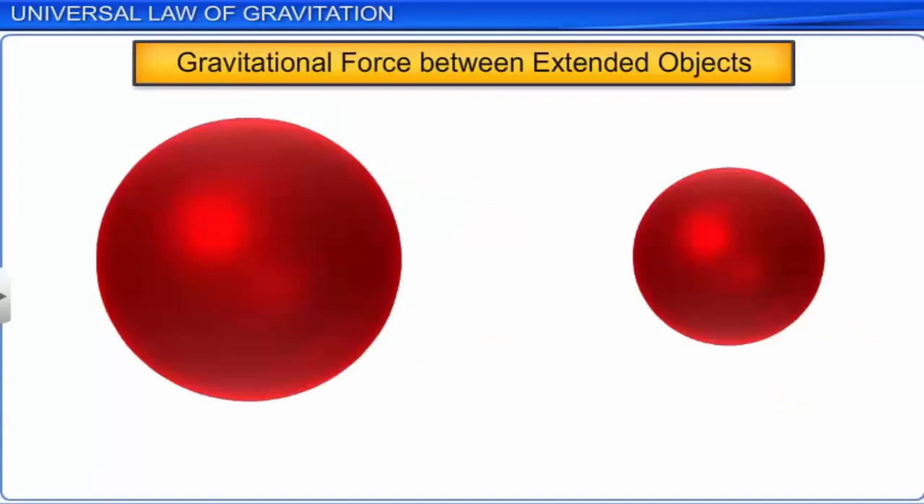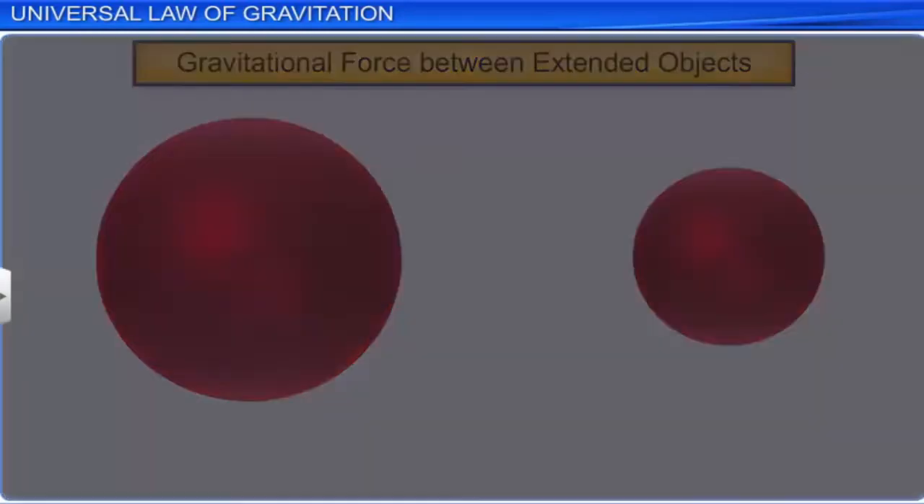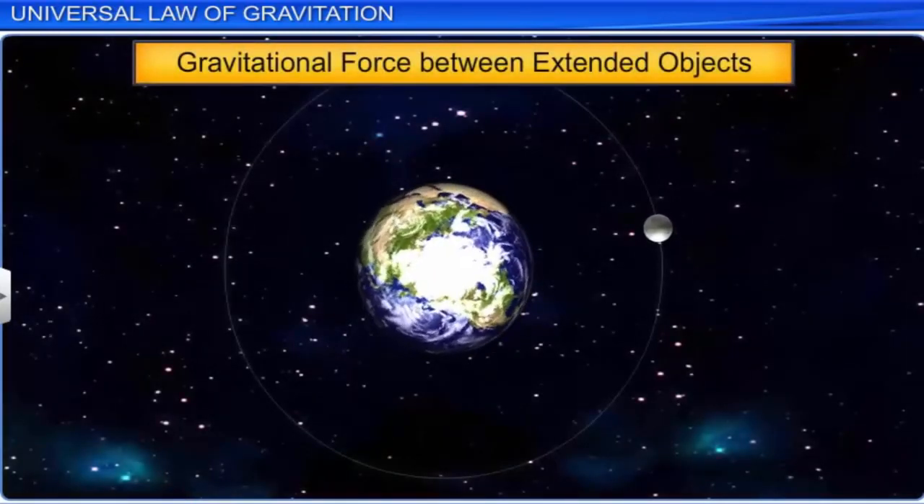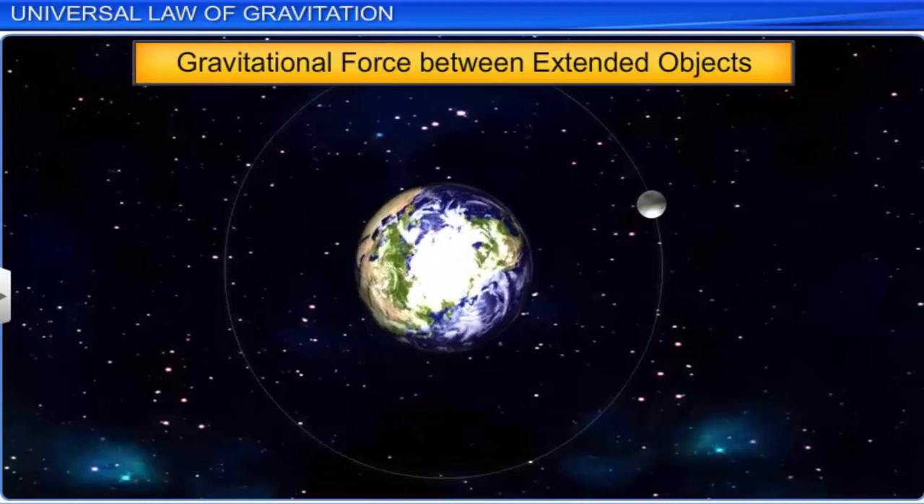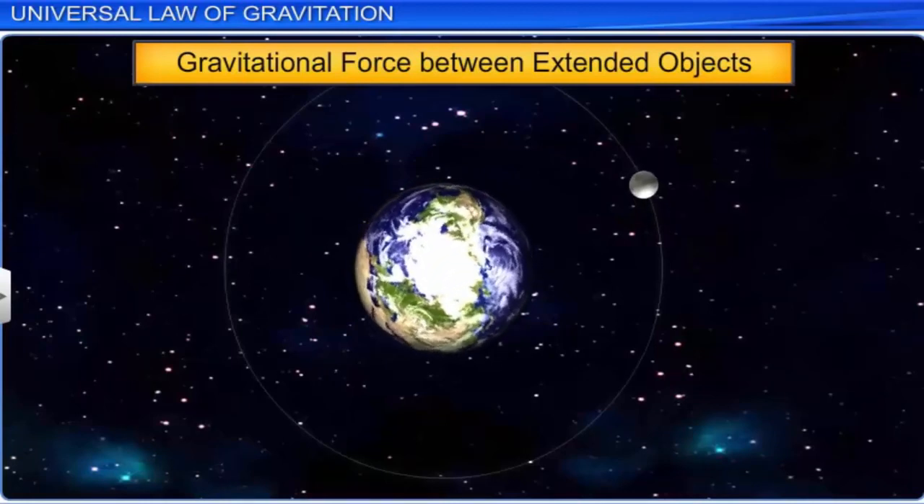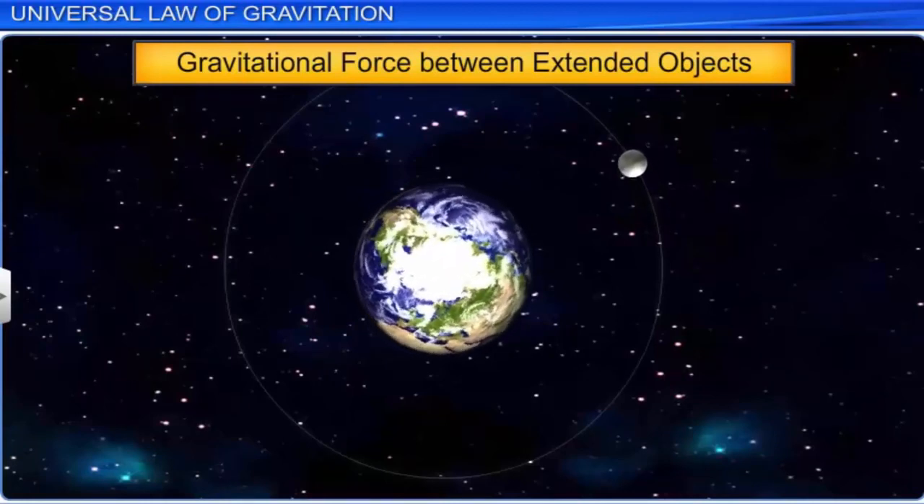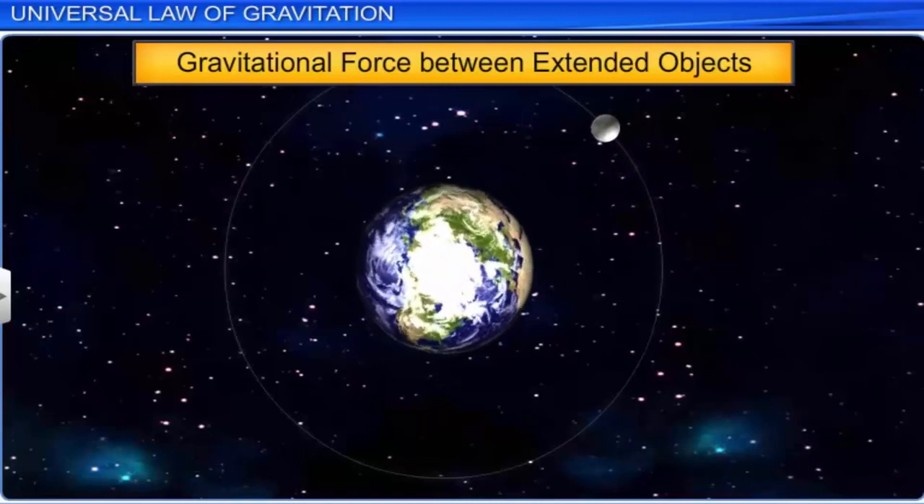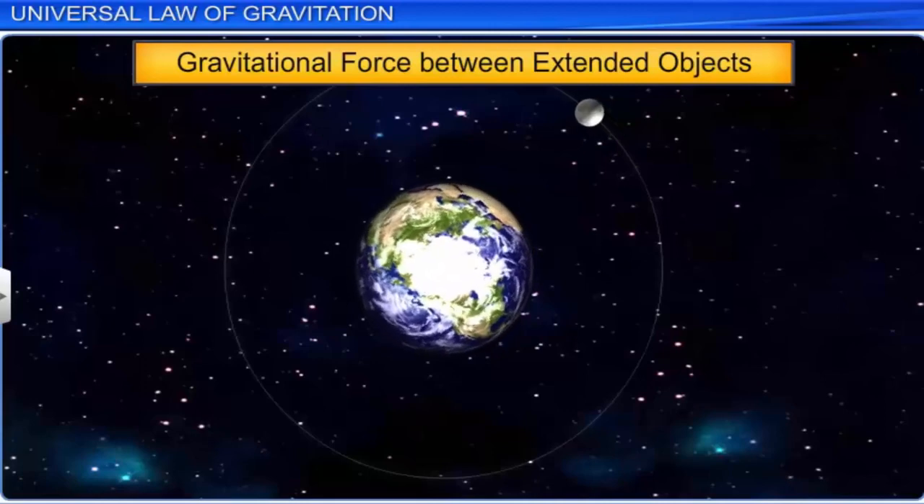Now let's try to find the gravitational forces between extended objects, which are huge in size, like the Earth and the Moon. For this, we need to find the vector sum of the gravitational forces of all the particles that constitute the body. This can be obtained by using calculus.